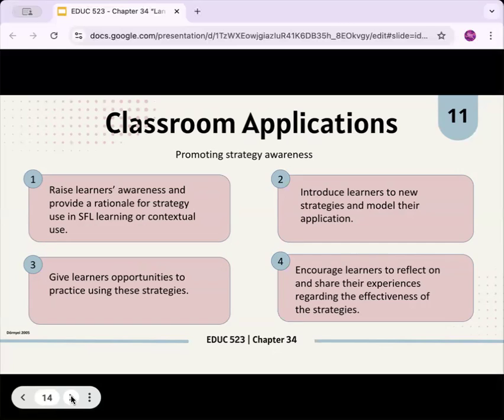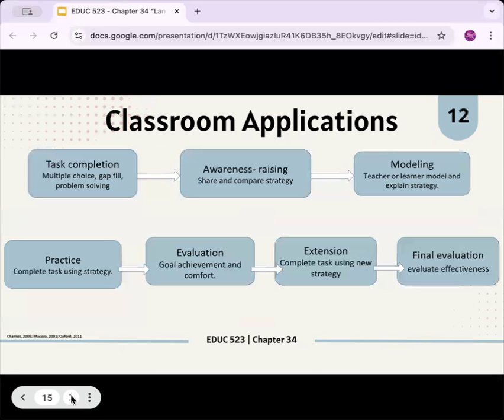The third goal focuses on giving learners opportunities to practice using these strategies. And lastly, the fourth goal is to emphasize encouraging learners to reflect and share their experiences regarding the effectiveness of strategies. Here we move into classroom application. And as research, Macaro 2001 gives us examples of guidelines for classroom applications for teaching explicit strategy instruction.